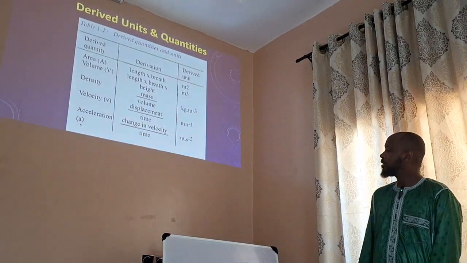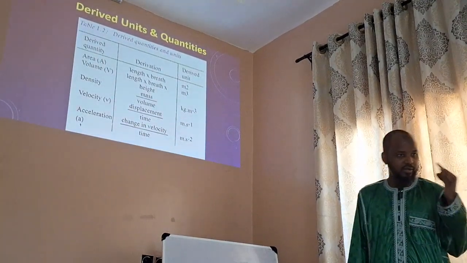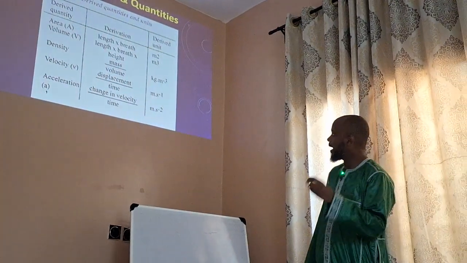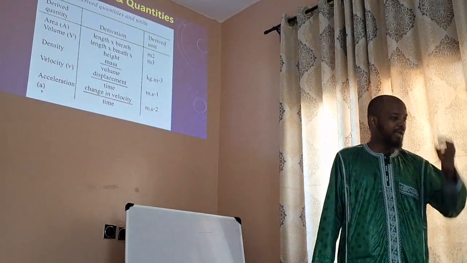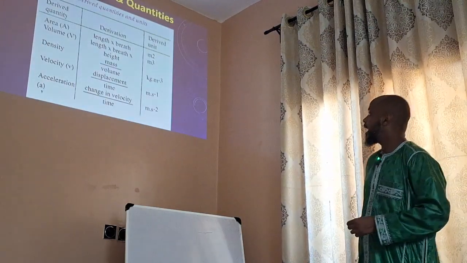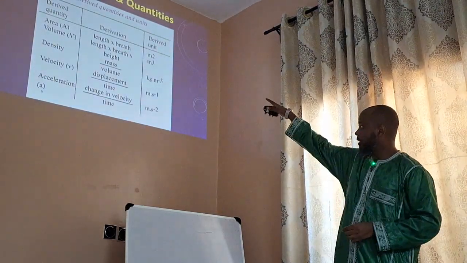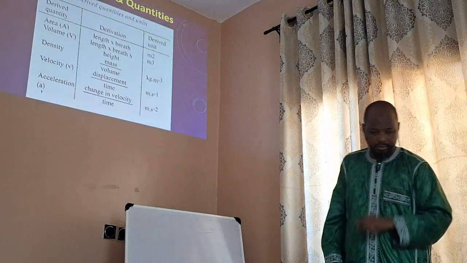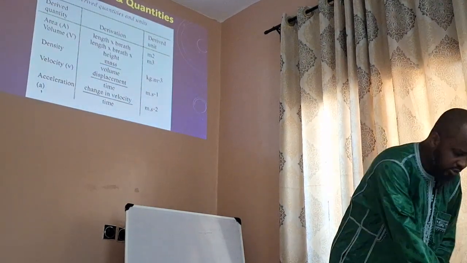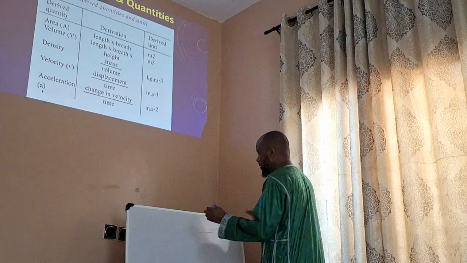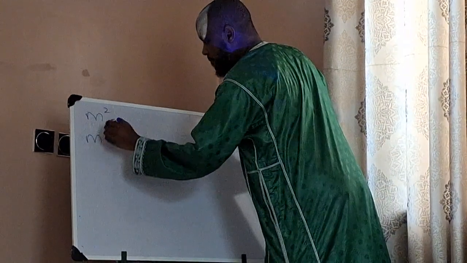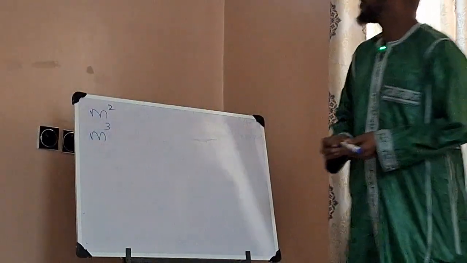And then volume, you have 3 linear dimensions, isn't it? You have length, breadth, and height, okay? M times m times m, giving m cubed. This is a power, okay? Not m2, it's m to the power of 2. That is how it's written correctly. It is a mistake here. So it's m squared, m cubed, okay?